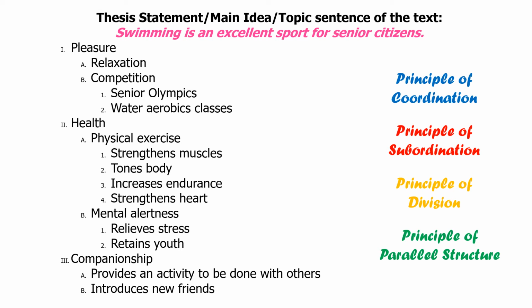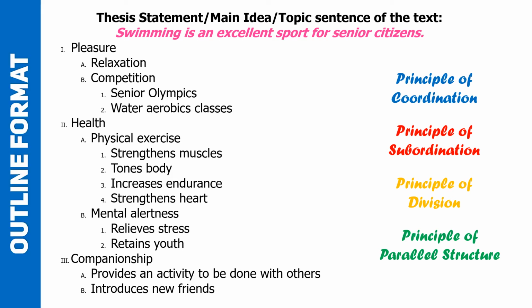For example, under pleasure we have relaxation and competition. And details developing the supporting ideas are labeled with Arabic numbers. So we have 1, 2 here: Senior Olympics and water aerobics classes. If you will be adding other minor details developing the details, for example under number 2 here you still have another idea, you need to label them with small letters and indent them also.